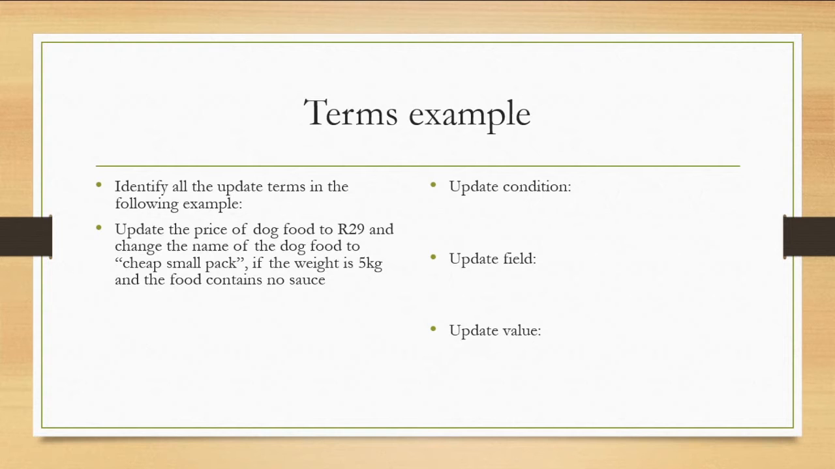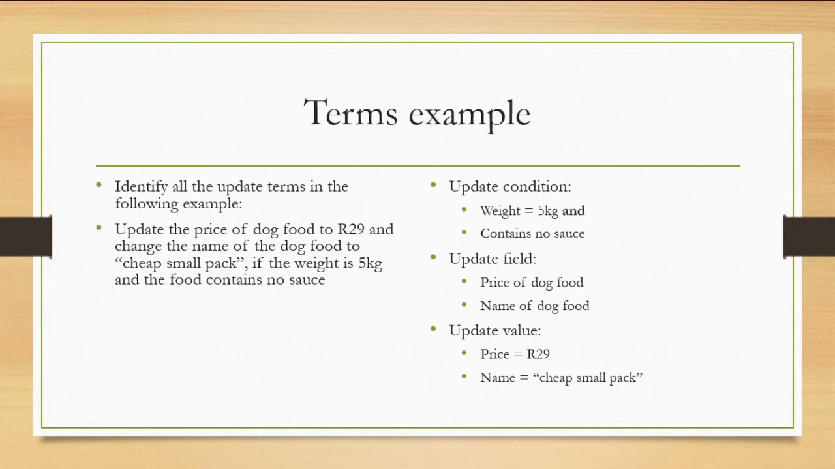Okay, let's look at the answers. So update conditions are weight equals to 5 kilogram and the food contains no sauce. That and is very important. Update field is price of dog food and the name of the dog food. And lastly, our update value, price equals 29 Rand and name is changed to cheap small pack.